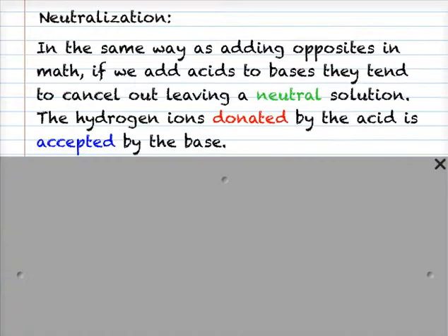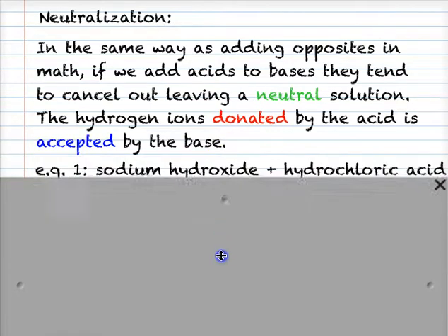So because acids and bases are essentially opposites, when we add them together, they have a cancelling effect. It's like in math, if we add 2 to -2, they tend to cancel each other out. And in chemistry, when we add a base to an acid, they tend to neutralize one another. They act against one another. The reason is because in the acid, which has the hydrogen ions, and the base, which has the hydrogen ion acceptors, the base accepts the hydrogen ion, and the result is they cancel each other out.